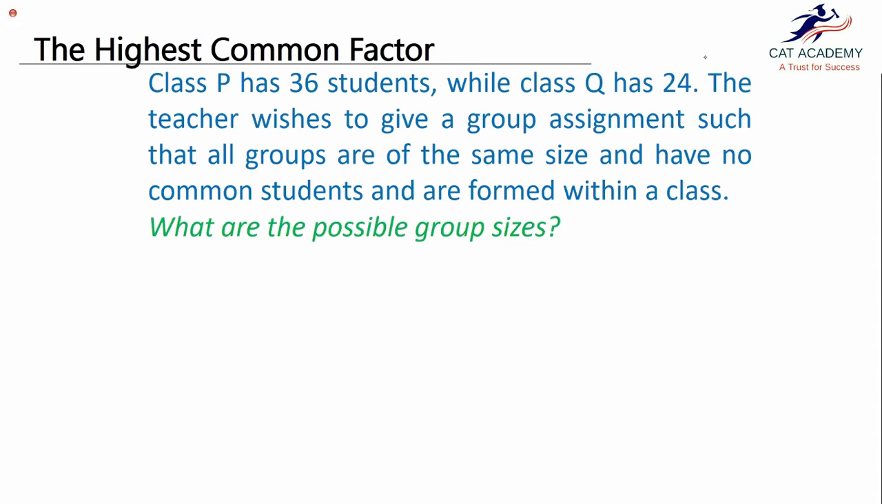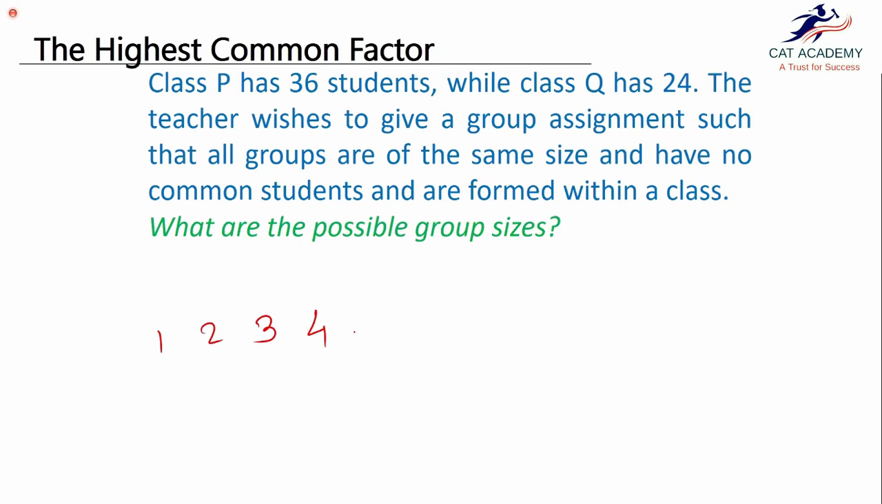I can split 36 students into groups of 1 each. So 36 groups will be there. Or I can split them in groups of 2 each. 18 groups will be there. Or I can split them in groups of 3 each, 12 groups. 4 each, 9 groups. 5. Can I split them in groups of 5? No, there would be one left over.